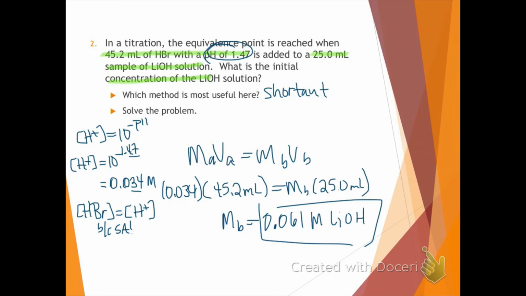So on page 3, you have some more practice with this monoprotic neutralization. You can use either method, whatever floats your boat. But that is all for today.